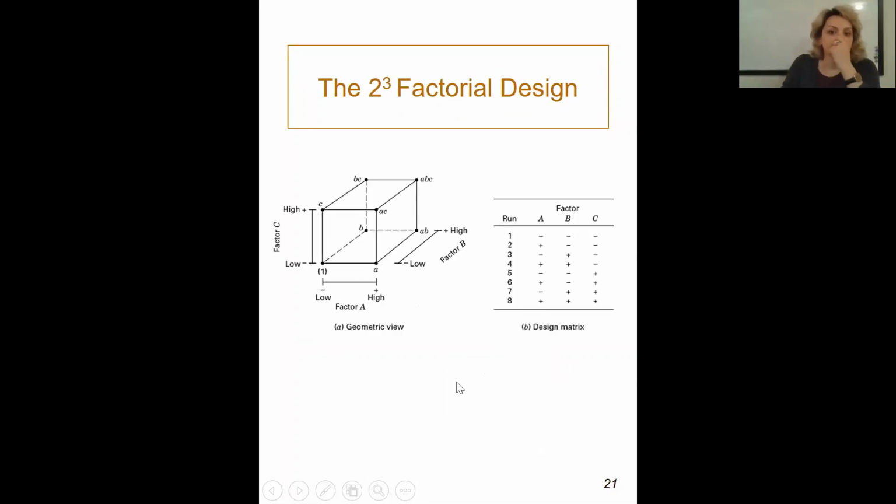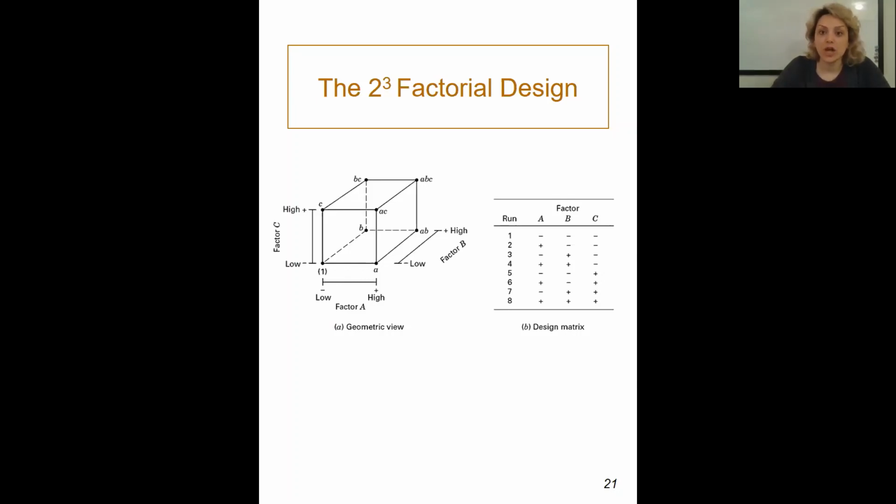Look here. We call it 2 by 3 sometimes while we are reading it, but it's 2 power 3 factors. And then I have the 3 factors, and my factors are A, B, C. When I want to have my design matrix, instead of low, I'm going to write down minus, and instead of high, I'm going to write down plus. So it's like -1, +1, something like that.